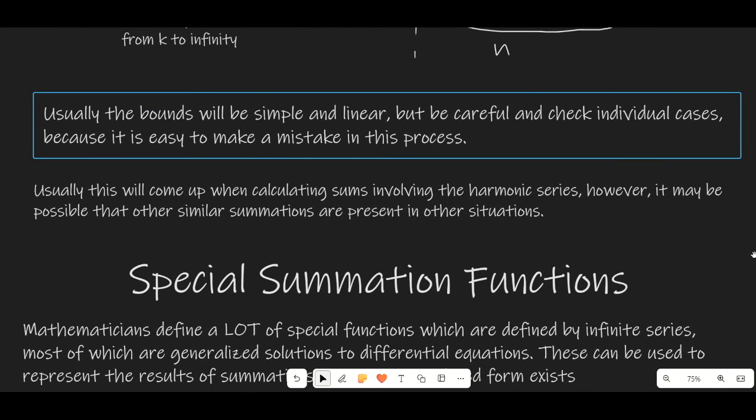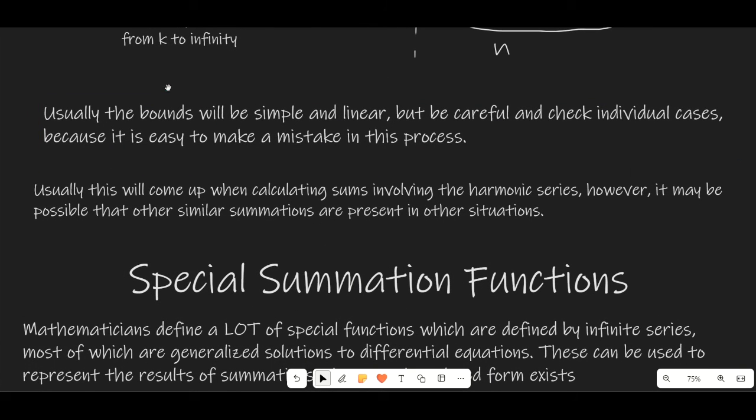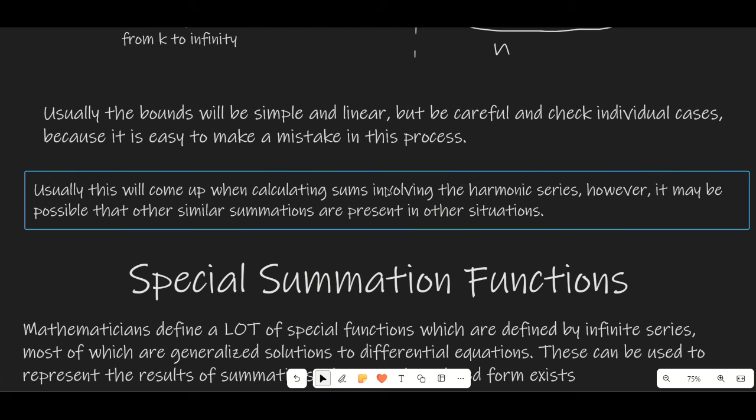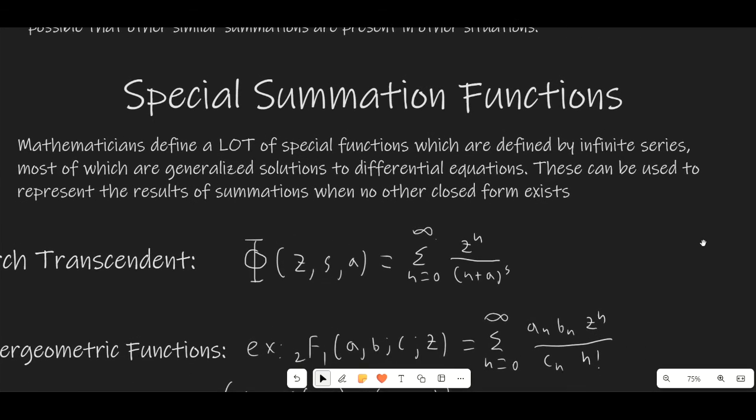So most of the times the bounds will be simple and linear, for example, like from n equals 1 to k plus 2 or something like that. But be careful and check individual cases because it's super easy to make a mistake in this process. And if you change one bound, the whole value of your summation changes. So usually this is going to come up when calculating sums involving the harmonic series, but it could also show up in other situations. And the last topic in this video is special summation functions.